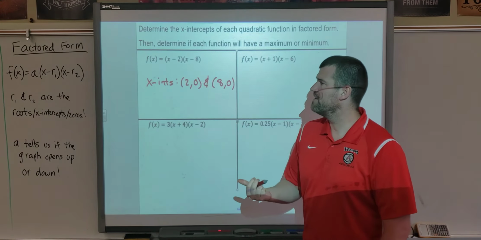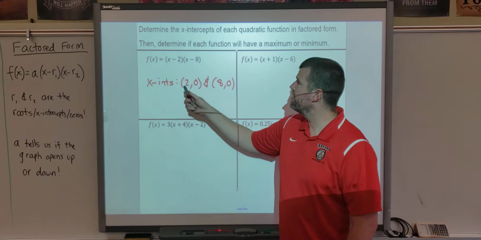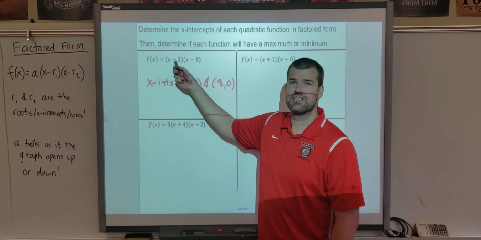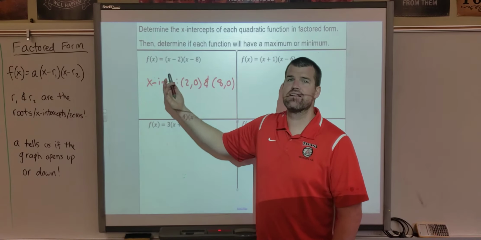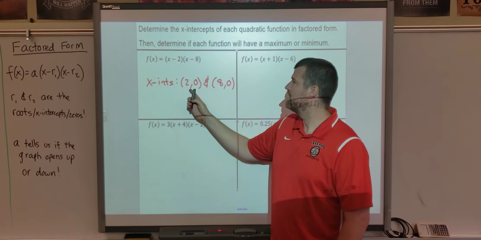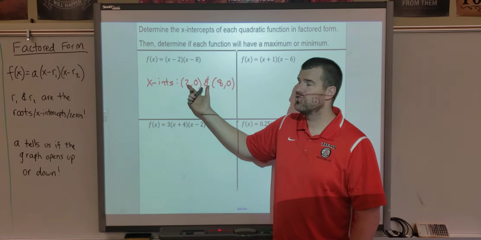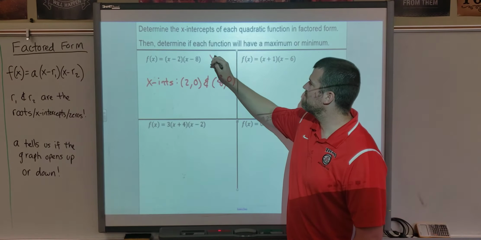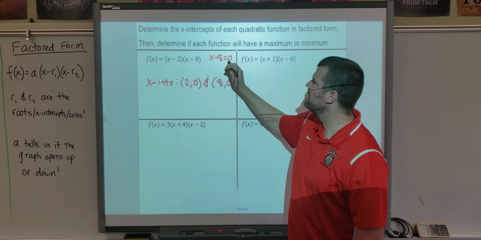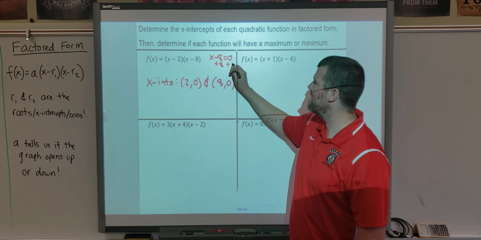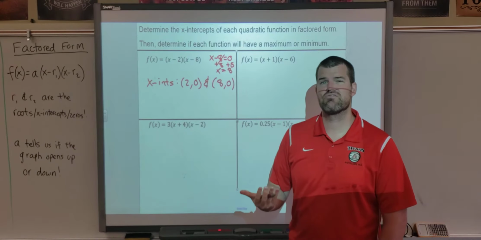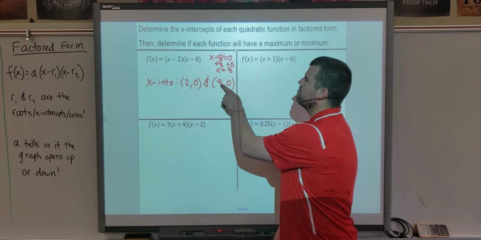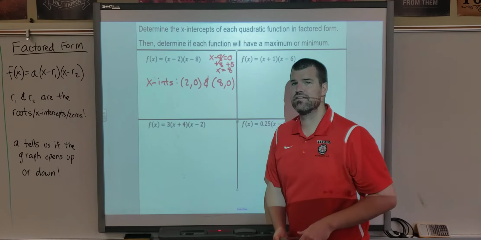You can also think of it as like when we were solving, right? If I set x minus 2 equal to 0, and I solved it by adding 2 to both sides, I would get a solution of positive 2. That's why our x-intercept is positive 2. Same thing, if I do x minus 8 equals 0, I would add 8 to both sides, and I get x equals positive 8, right? That was our solution. So that is also why our intercept is positive 8.